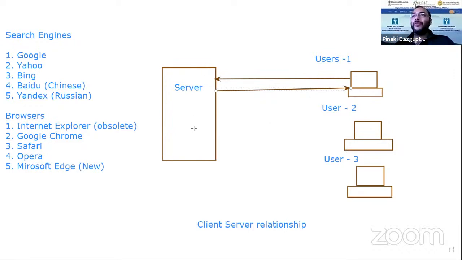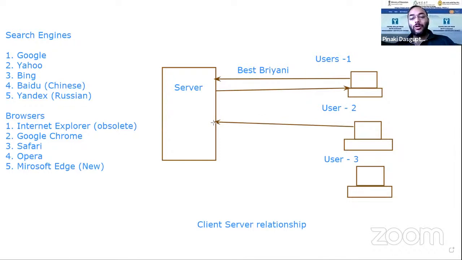A server is a very big computer. That is why it can do a lot of things simultaneously. So user one is looking for best biryani. Now I am coming to user two.